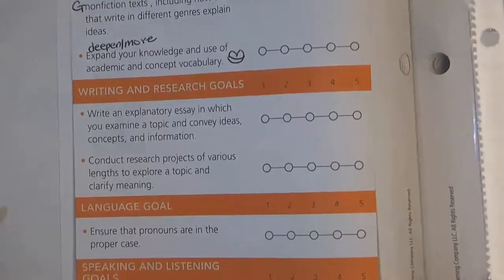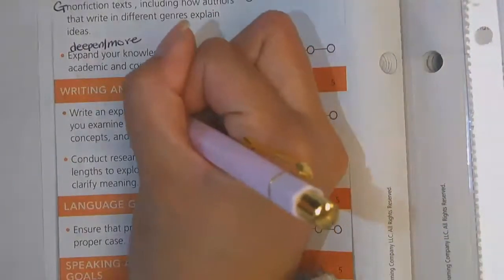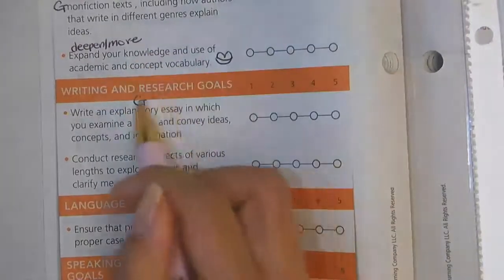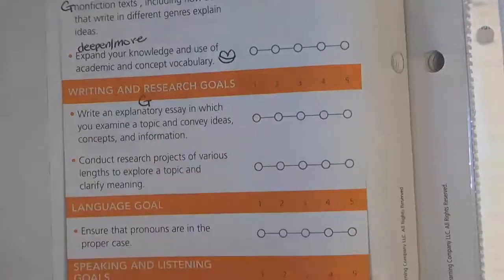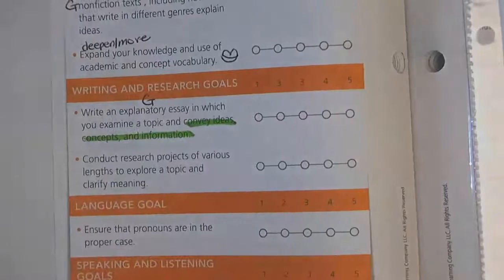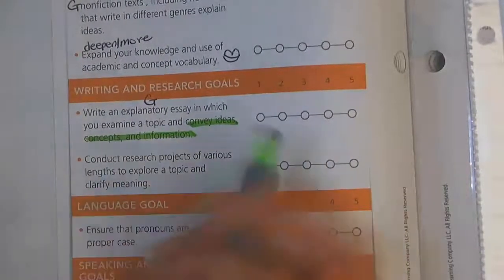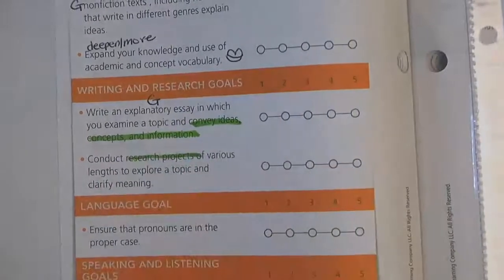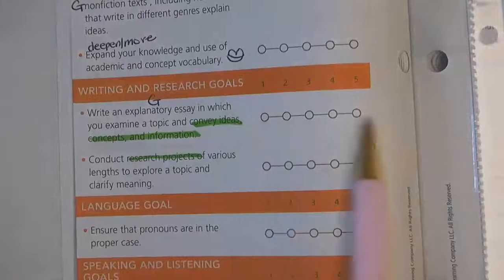If you need to copy anything down, you can always pause the video. It says write an explanatory essay, that's also our genre, in which you examine a topic or convey ideas, concepts, and information. Convey ideas, concepts, and information. It says conduct research projects of various lengths to explore a topic and clarify meaning. Make sure you're rating yourself 1 through 5.